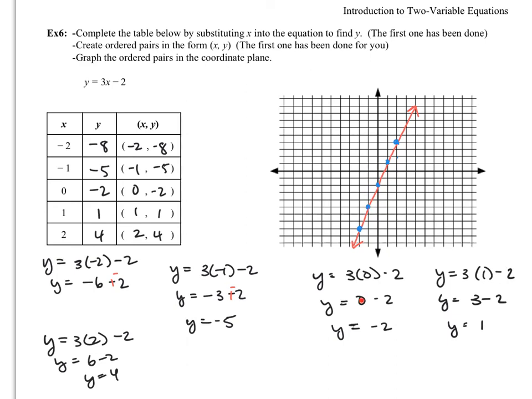3 times 0 is 0. 0 minus 2 is -2. So to graph the ordered pair 0, -2, I don't move left or right, and I go down 2. When x was 1, 3 times 1 was 3, minus 2 is 1. And to graph the ordered pair 1, 1, over 1, up 1. And then lastly, 3 times 2 is 6, minus 2 is 4, and to graph the ordered pair 2, 4, you go 2 to the right and up 4. And you'll see that all of these points lie on the same line, which is really good news.